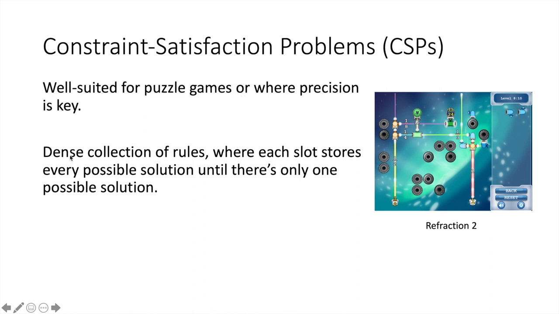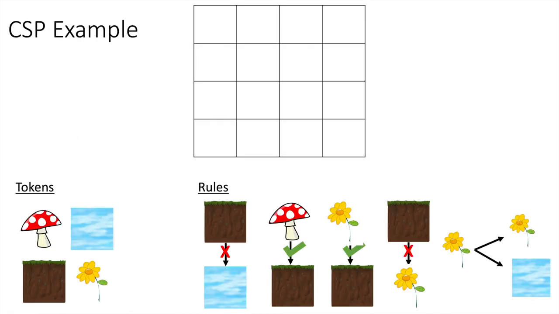The basic idea is that we have a dense collection of rules, right? We have a lot of rules in this grammar, and each slot stores every possible solution, so every possible token, until there's only one possible token that could go in that slot based on our rules. So that's a little abstract, so let's look at an example.